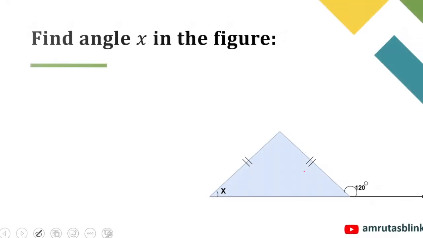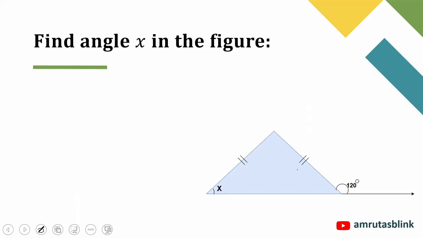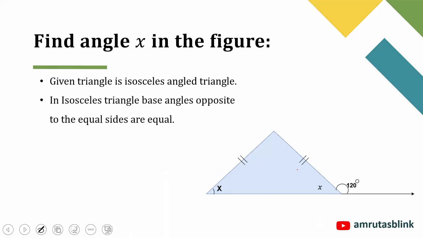Find angle X in the figure. Given triangle is an isosceles triangle. So, if this angle is X, another angle is also X. Now, in an isosceles triangle, base angles opposite to equal sides are equal. So, X plus 120 is equal to 180 degree. Now, this angle forms a linear pair. Hence, X plus 120 is equal to 180 degree. That is, X is equal to 180 minus 120, that is 60 degree.